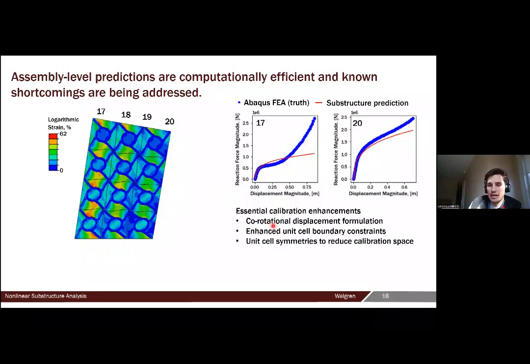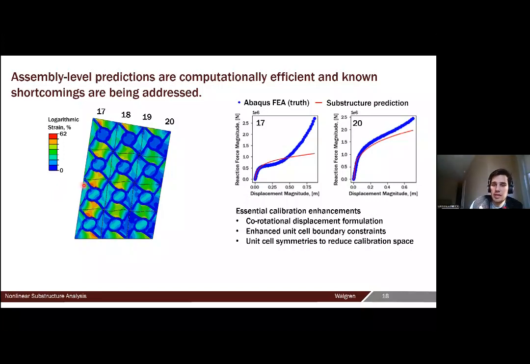The second one is the unit cell boundaries, or the interfaces between the unit cells, are constrained in the substructure to remain straight. And obviously, these interfaces obey more of a quadratic or cubic or even a sinusoid. So right there, we're losing the strain energy compatibility over those interfaces, and that would definitely contribute to error.